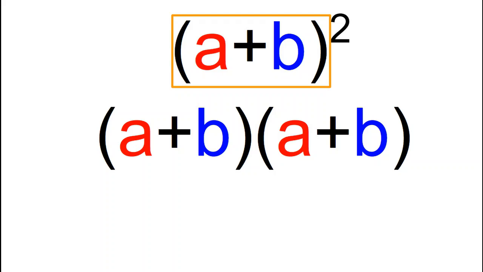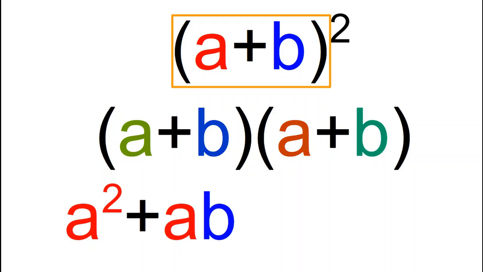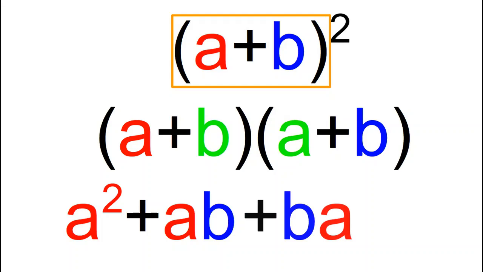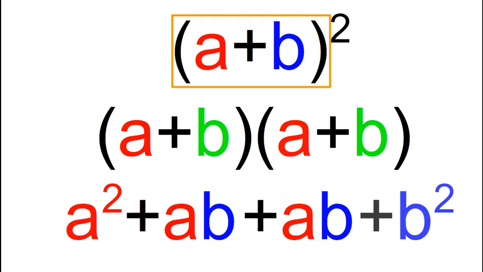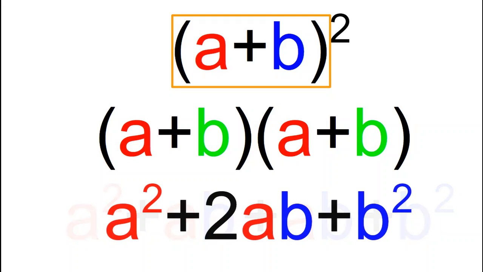Let's evaluate this. In order to evaluate this, we have to use the distributive property. Let's start off by doing a times a. A times a is a². Then we can do a times b, which is ab, b times a, which is ba, but it can be written as ab, and then b times b, which gives us b². Then we can simplify a² + ab + ab + b² as a² + 2ab + b². So as we can see, (a + b)² is equal to a² + 2ab + b².